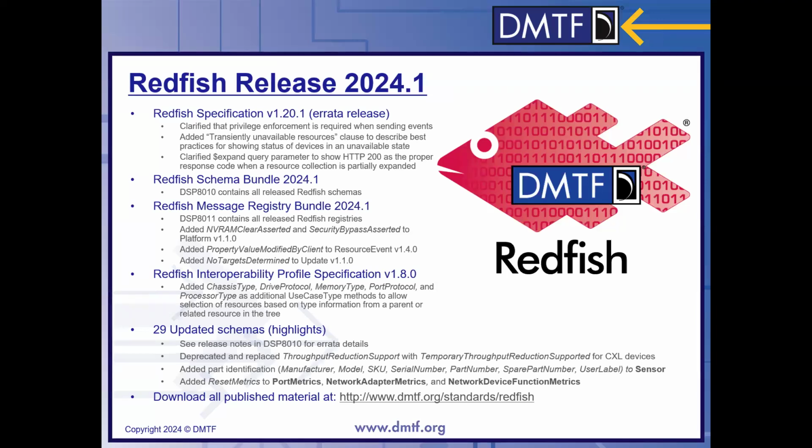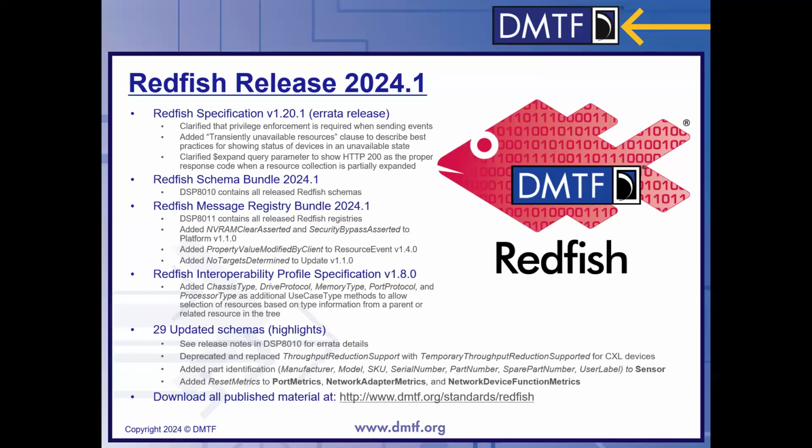Part identification for sensor. This was added for products that have sensor accessories, typically like an external temperature sensor or an external humidity sensor, something that would actually be a user replaceable part, and so has all of these make, model, and serial number kind of components. So we've added that to sensor, and then there was just an oversight.